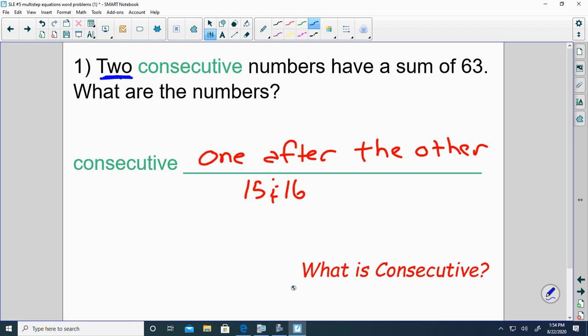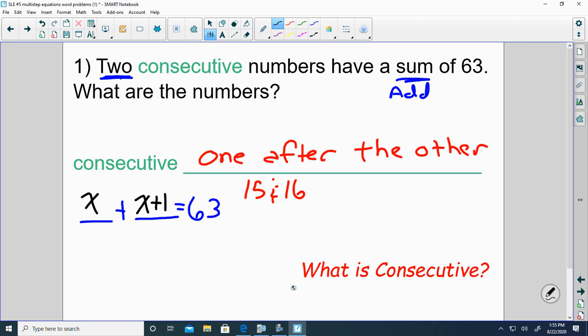2 consecutive numbers have a sum. What did sum mean? Yeah, it means add. So I'm going to add up these 2 numbers, and we add up to 63. Oops, I forgot the equal sign. So what do you think we're going to call our numbers? Well, the first number we're going to call x. How do I get to the next number after x? How do I get to the next number after 15? What do I have to add? Right, 1. So this will be x and x plus 1.